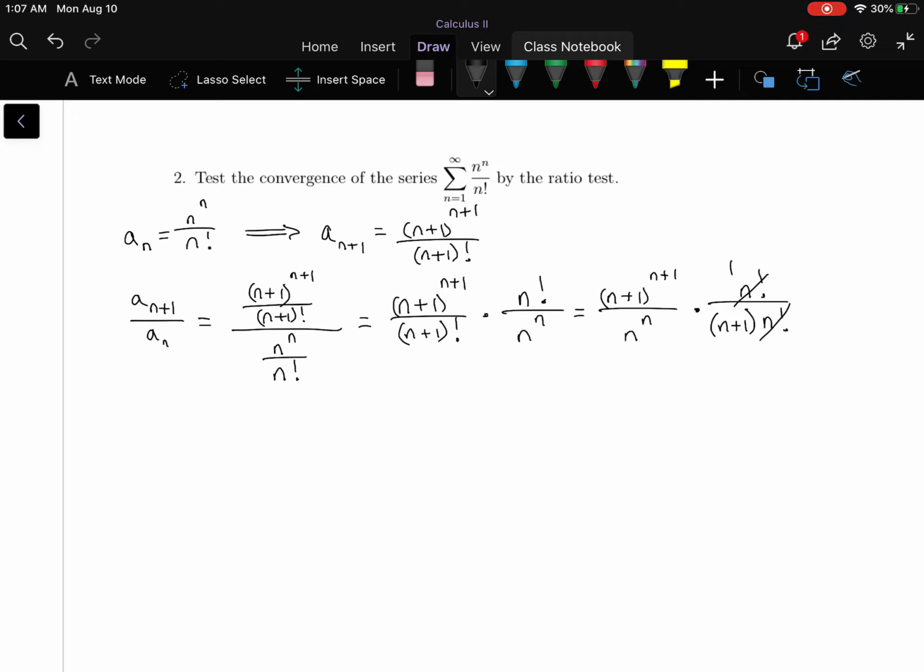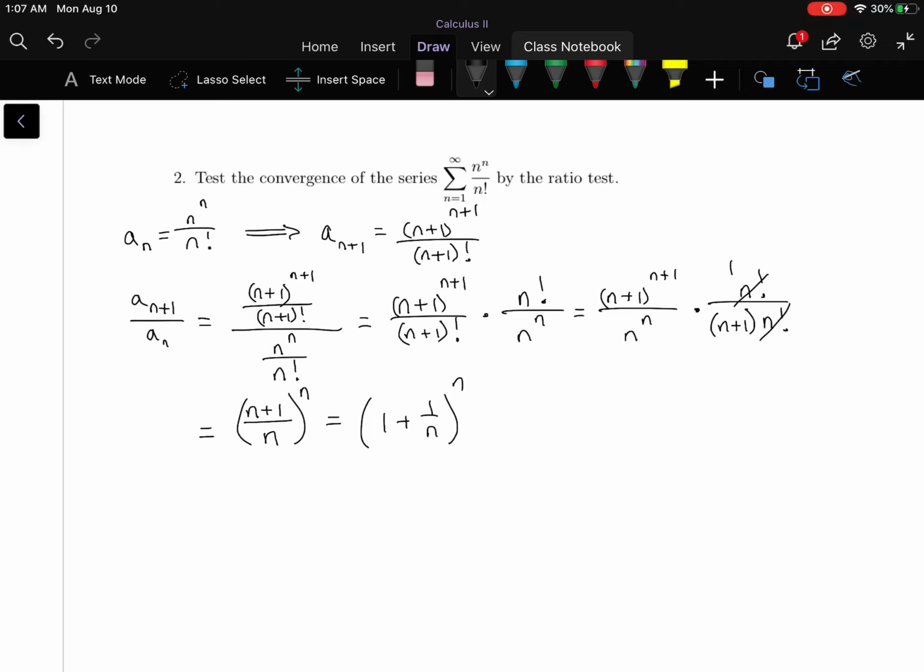And I could even manipulate the (n+1) to the (n+1) on top, divided by the (n+1) on the bottom, which is going to give me (n+1) to the n over n to the n, which is (n+1) over n to the nth power, or 1 plus 1 over n to the nth power.